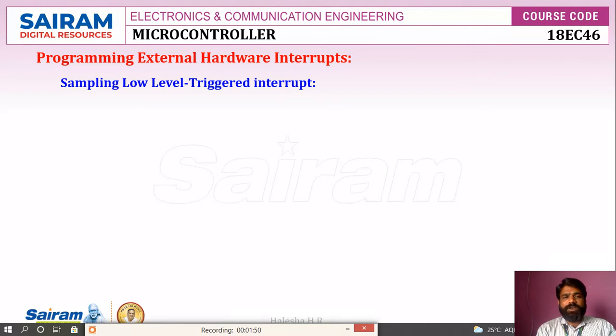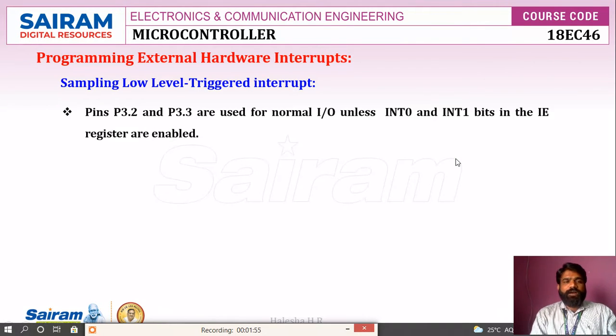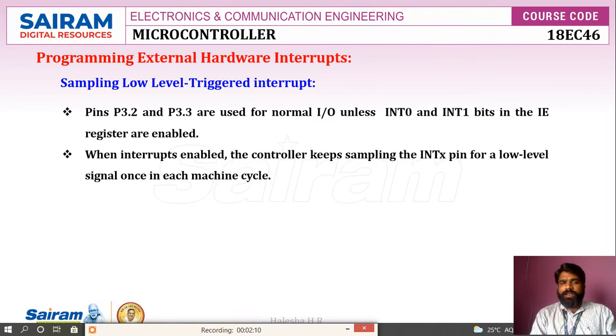Now let's see how we sample the low level triggered interrupt. Pins P3.2 and P3.3 are used for normal IO, input or output, unless the INT0 and INT1 bits in the IE register are enabled. When the interrupts are enabled, the controller keeps sampling, in the sense keeps monitoring, the INTx pin. INTx means here it can be either 0 or 1, for the low level signal once in each machine cycle. That means every machine cycle it keeps monitoring the low level signal on the INTx pin.